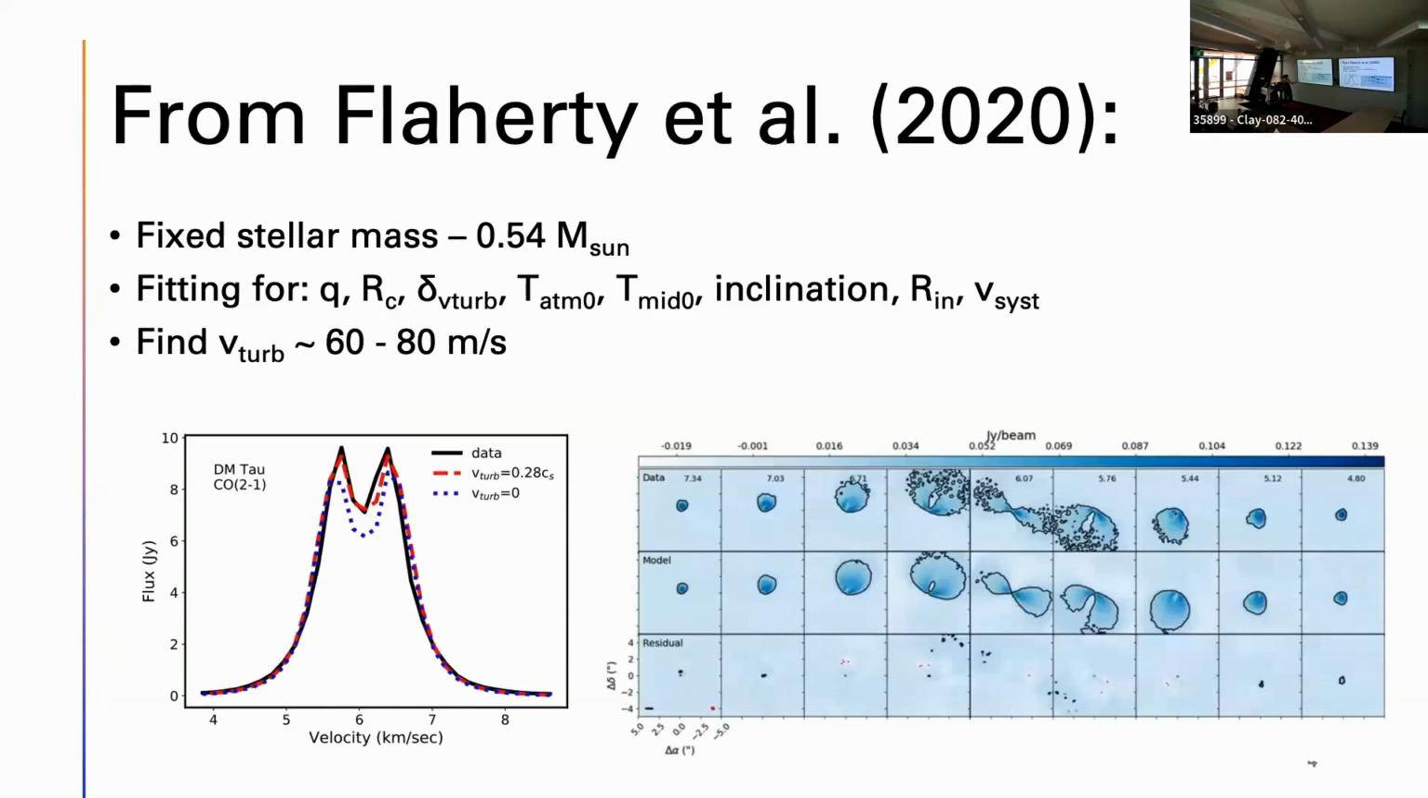So this is a line profile. You've all seen the channel maps that you can get from your data cubes. What a line profile is, you sum up all your flux in each individual channel, assign it to the corresponding velocity, and you get out this double-peaked Gaussian here. What Flaherty found was that if you didn't assume a turbulent velocity, you ended up with an underestimation of flux in the systemic channel of the disk.